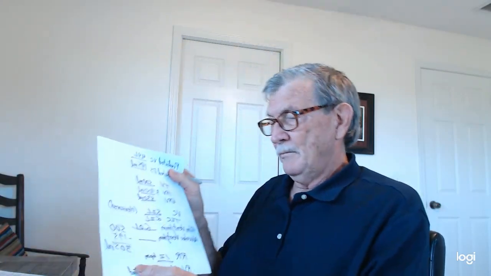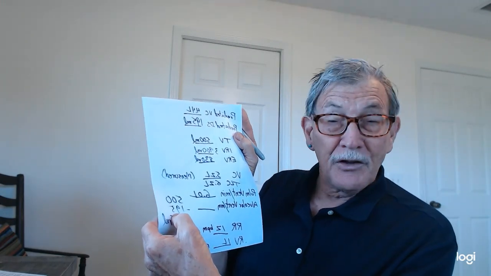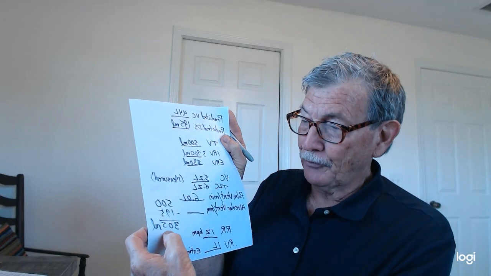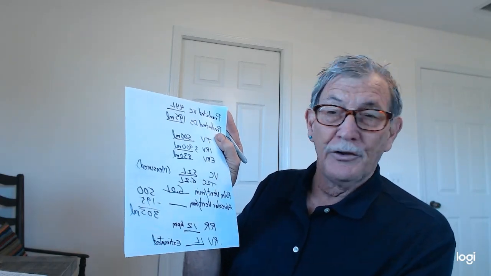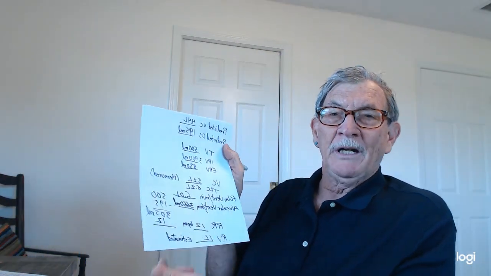Is 305 mLs. Okay, so if each breath I'm taking is 500 mLs, but 195 is not making it into the alveoli, then the rest is. 305 mLs is making it into my alveoli with every breath. So I have 12 breaths a minute, 305 times 12 equals 3660. 3660 mLs per minute, or 3.66 liters per minute.